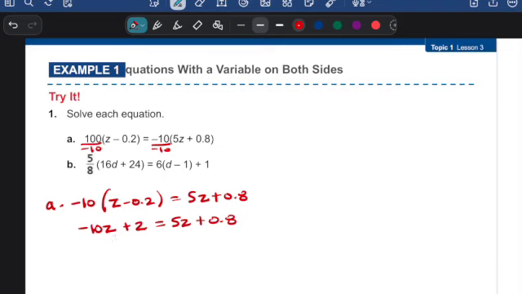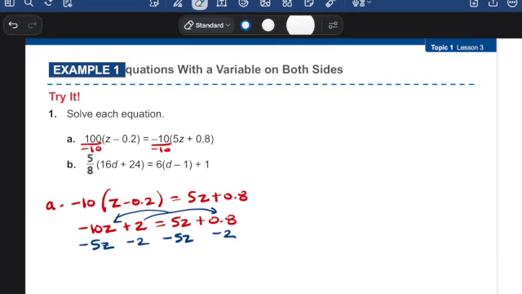Okay, and I'm going to draw my arrows again so you can see. I'm going to move my variable term to the left and my constants to the right. They don't always have to go to the left. It's just regular procedure to always have the variable on the left side. Okay, so since I'm moving 5z to the left, I'm going to do the opposite operation, which is subtracting 5z from both sides. Since I am moving the 2 to the opposite side, the opposite of positive 2 is negative 2, so I'm going to subtract 2 from both sides.